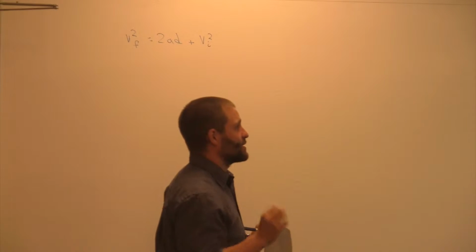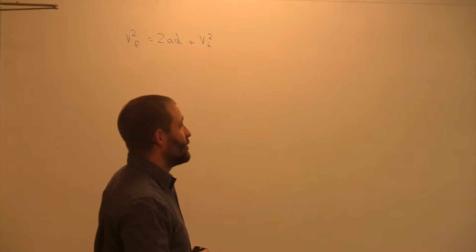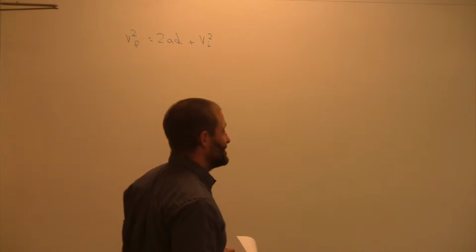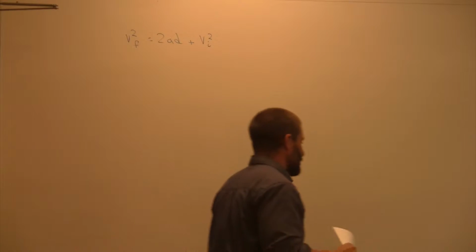The question asks, a softball pitcher accelerates a ball from rest to a speed of 25 meters per second over a distance of 1.8 meters. So what I like to do, this is how I like to do it. Now you do what you want to do, right?